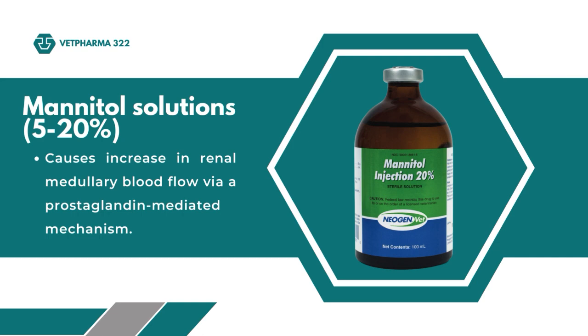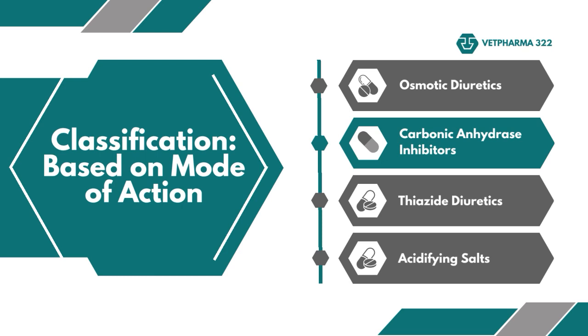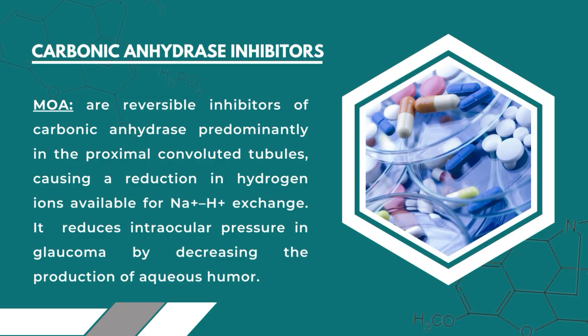The next classification of diuretics based on their mode of action is the carbonic anhydrase inhibitors. The carbonic anhydrase inhibitors are reversible inhibitors of carbonic anhydrase, predominantly in the proximal convoluted tubules, causing a reduction in hydrogen ions available for sodium and hydrogen exchange. It reduces intraocular pressure in glaucoma by decreasing the production of aqueous humor.